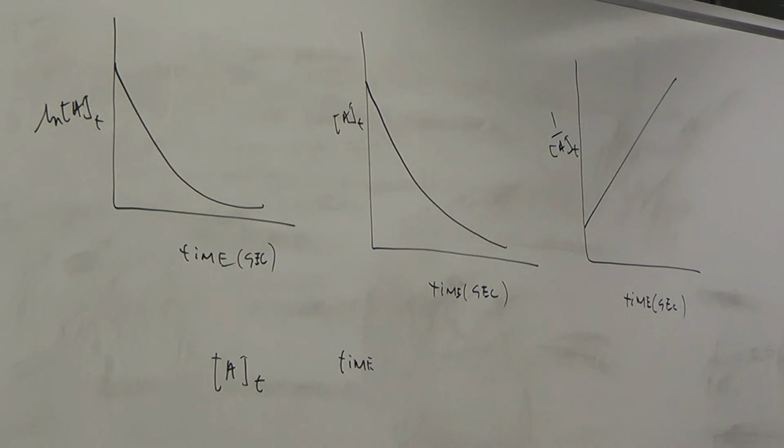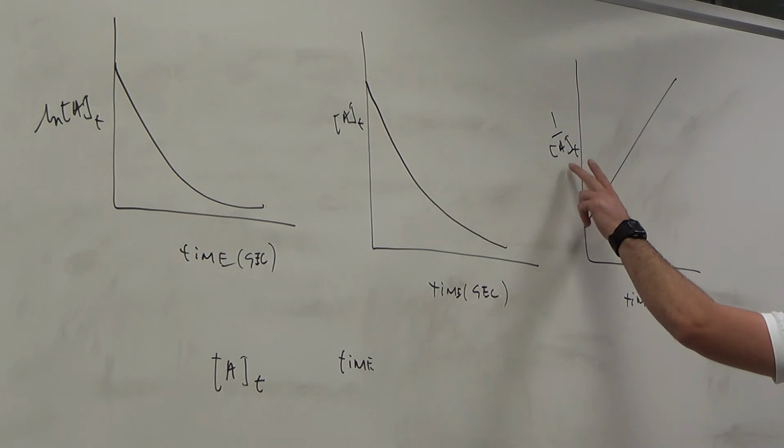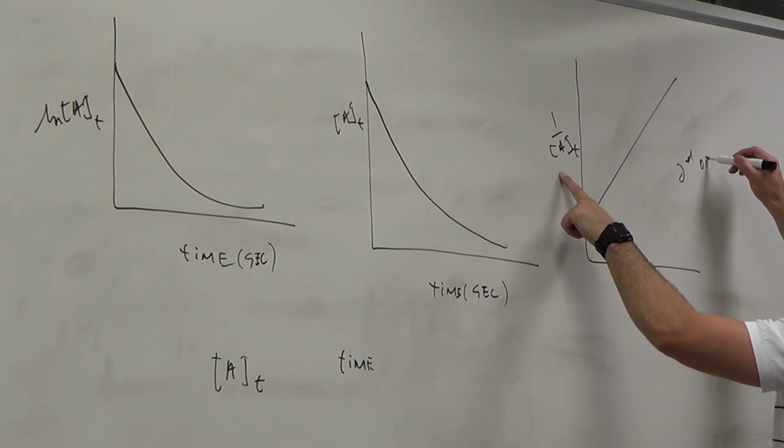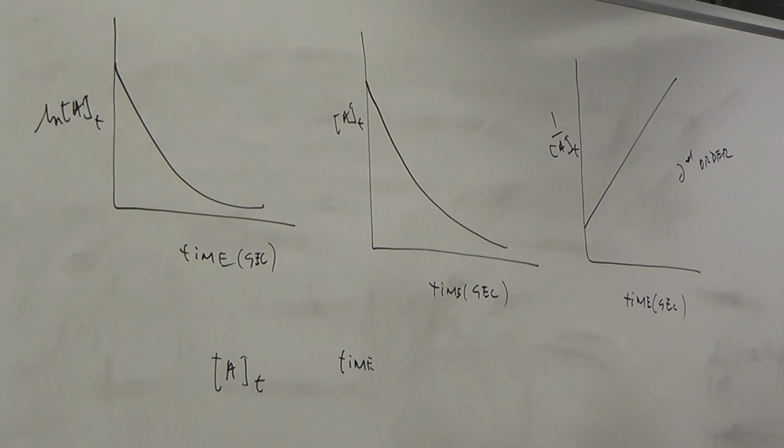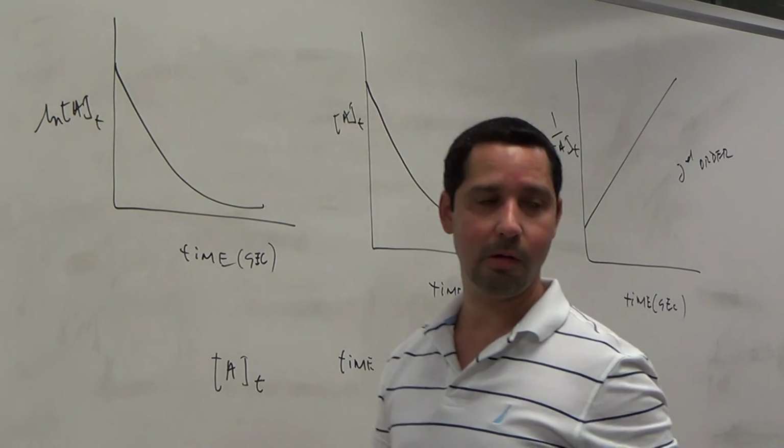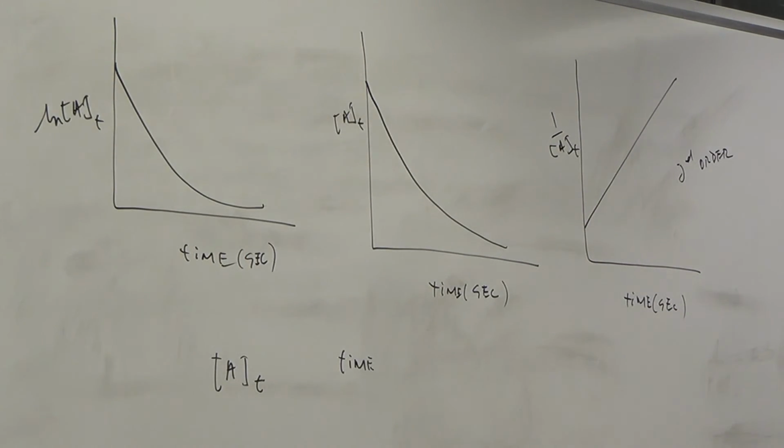Okay. What order is this? Second. Okay, you look at the one that is linear, yes? Only one is supposed to be linear. If two of them are linear, there is a mistake somewhere. So here, this is 1 over [A]t. What order is that? This is second order. So this data fits second order, is linear, so the reaction must be second order. Second order on A, yes? Yes or no? Yep.